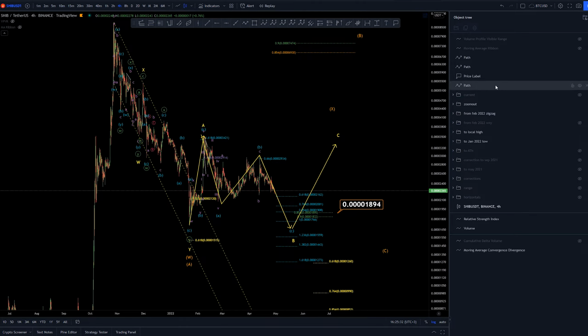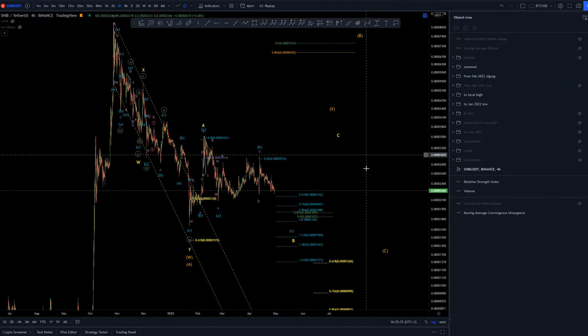Now let's remove all these and get into the current price action. Get to 1 hour, say. So last time, where were we? We were around these areas here when we were creating another video, or the first video of SHIB.